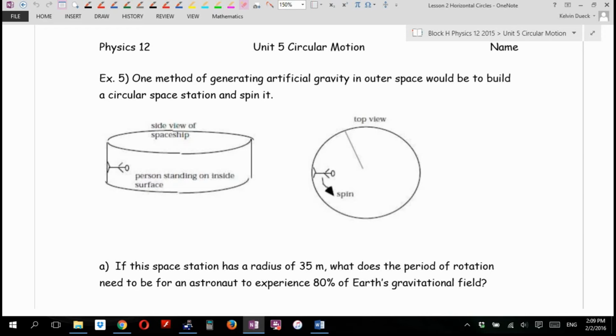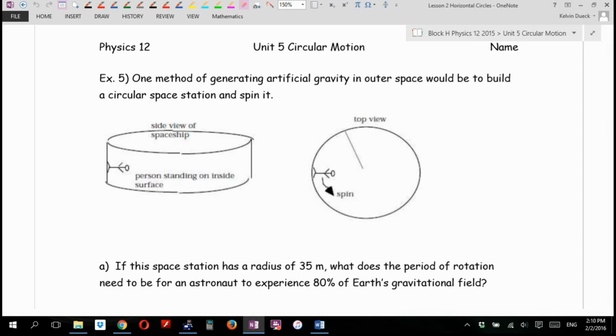We'll see. One method for doing that, because a lot of these journeys would take several months, would be to create artificial gravity. How? By building a circular space station and spinning it. So I have both a side view and a top view. Let's look at the top view. Here's our person. What are the forces acting on this person?